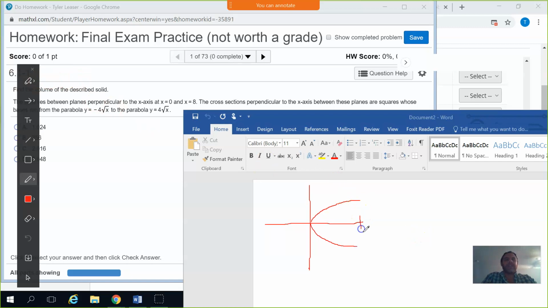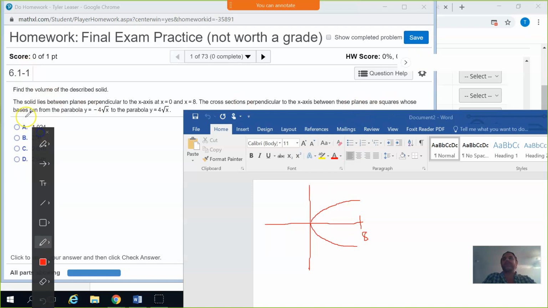This is going to go out to an x value of 8. So that's what these values are saying here, x equals 0 to x equals 8. And in between these parabolas, we're going to have squares whose cross sections are perpendicular to the x-axis. In other words, they're coming in and out of the page, whose bases run from these two parabolas.